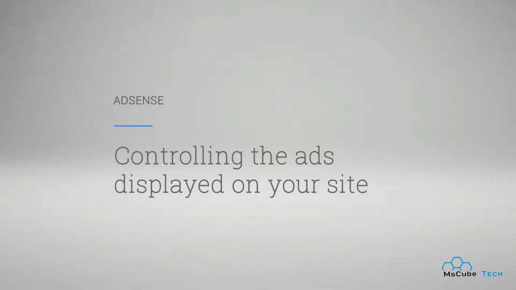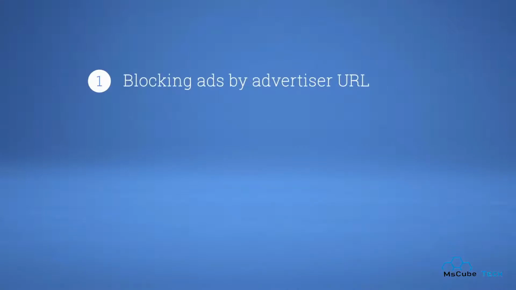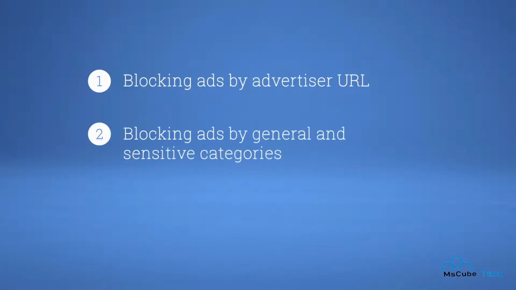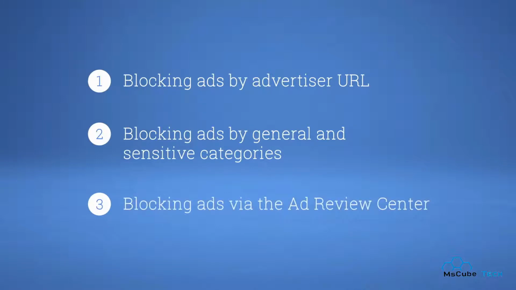Control the ads displayed on your site. Blocking ads will result in less revenue, so only consider doing so if you have a sensitive audience. While there are many ways to block ads from appearing on your site, we'll focus on the most used ones: blocking ads by advertiser URL, by general and sensitive categories, and by creative via the Ad Review Center.